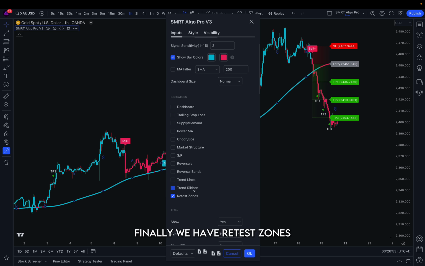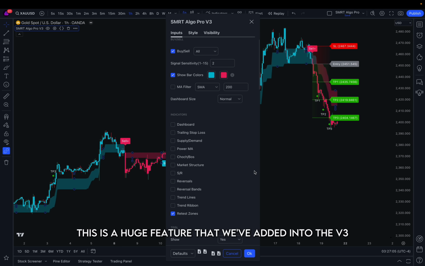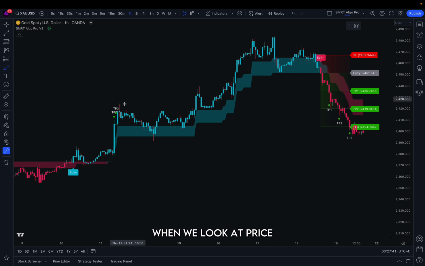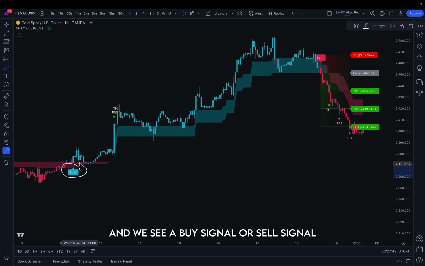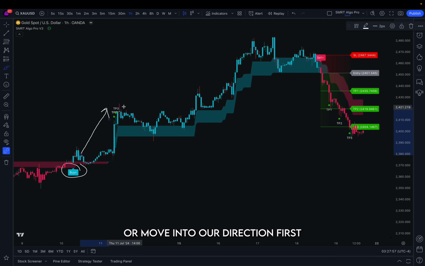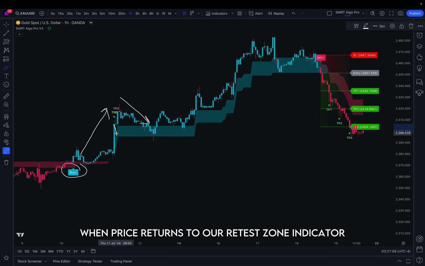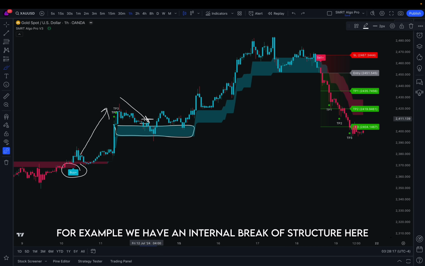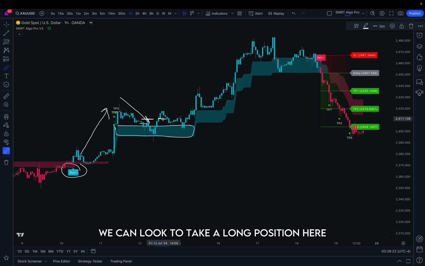Finally, we have retest zones. This is a huge feature that we've added into the V3. What the retest zones indicator does is, when we look at price and we see a buy signal or a sell signal and you don't want to enter at the first signal because there's just not enough confirmation, for example, we can wait for price to break or move into our direction first and then retest when price returns to our retest zones indicator. Once we see some bullish momentum, for example, we have an internal break of structure here, we can look to take a long position here.